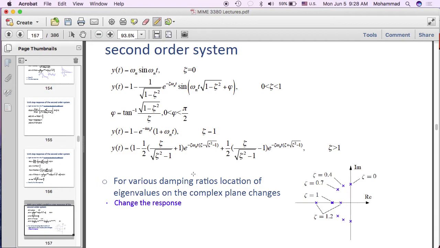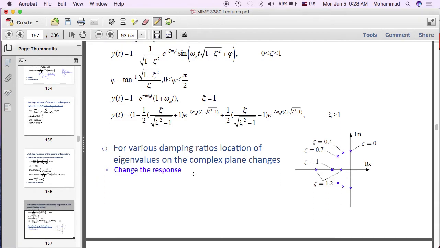And we've talked about this. So let me remind you of this figure, that as damping ratio changes, the location of poles changes. So for 0, you have a pair of imaginary poles, and as damping ratio changes, this pair moves and eventually meets here when zeta is 1, and when zeta is larger than 1, the two poles would be here and here. This is for 1.2.